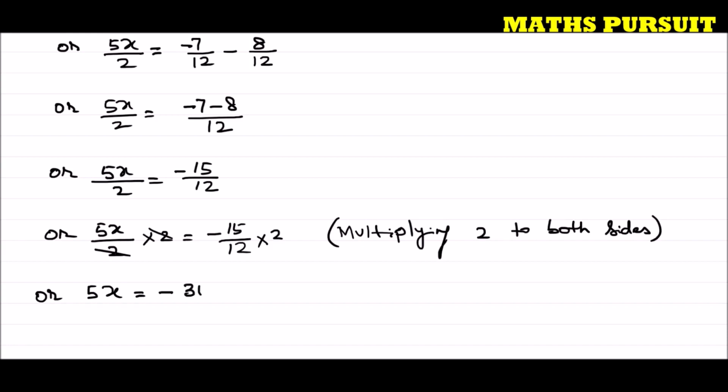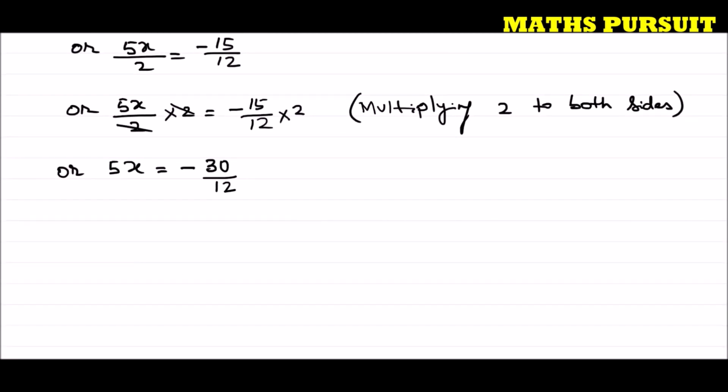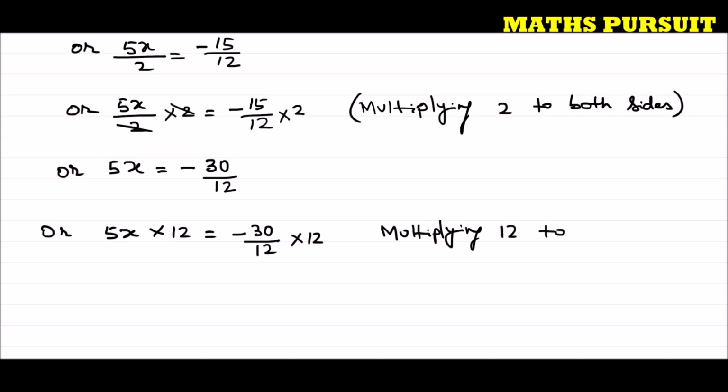15 into 2 is 30, divided by 12. So what are we getting here? 5x is equal to minus 30 divided by 12. Or I can write 5x into 12 is equal to minus 30 divided by 12 into 12. Here again I am multiplying 12 to both the sides of this equation.